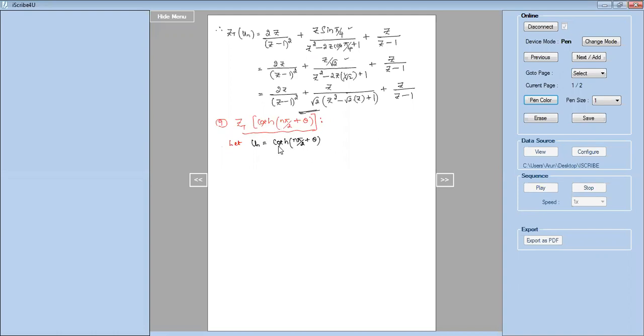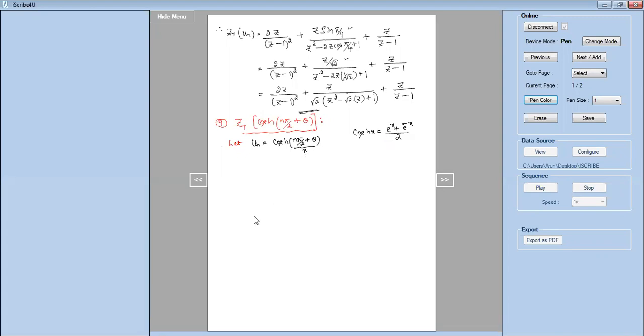So I can write this using the cosh definition, cosine hyperbolic in terms of exponential. You know, cosh x can be written as e power x plus e power minus x divided by 2, right? This is the formula for cosh x. Let us apply that formula here. In place of x, what we have? n pi by 2 plus theta. So this is our x. Right. So apply this formula for this function.